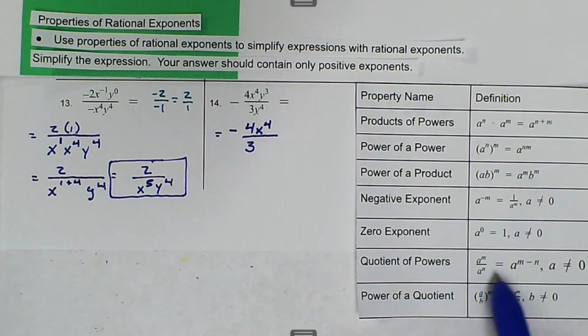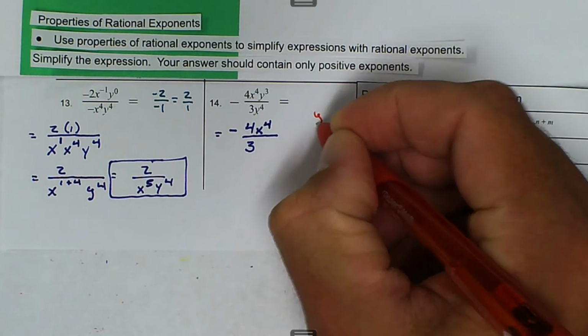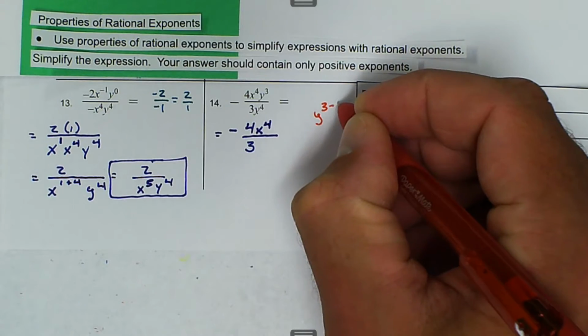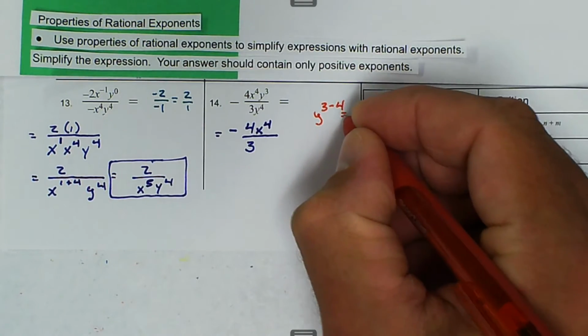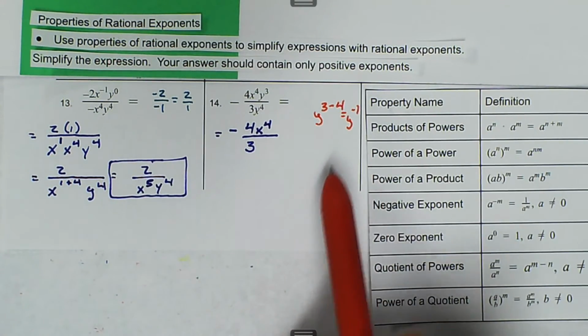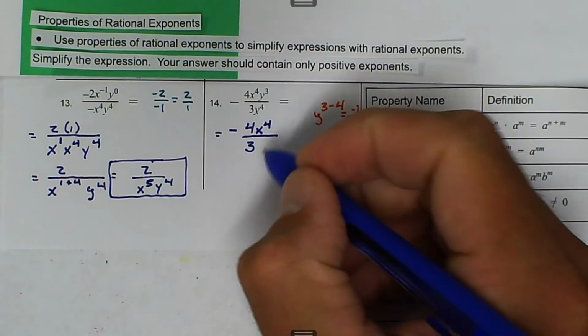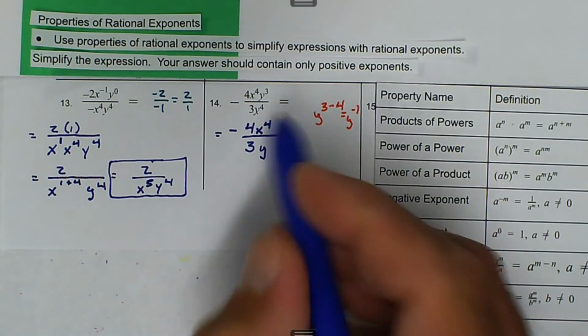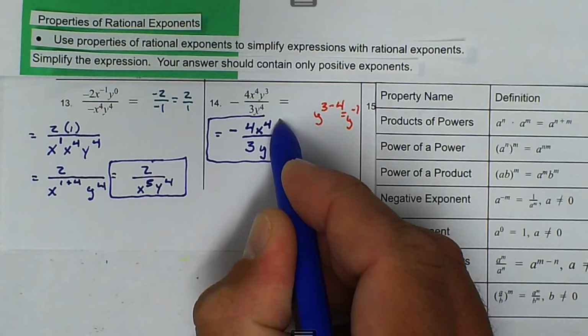So we're going to use the quotient of powers here. If they have the same base, we can subtract the exponents. So I'm going to write that down as y to the 3rd minus 4, which is equal to y to the -1. So that has a negative exponent, so I'm going to move it to the denominator. So that's going to become y to the 1st, and we can't simplify that any further, so that is the answer right there.